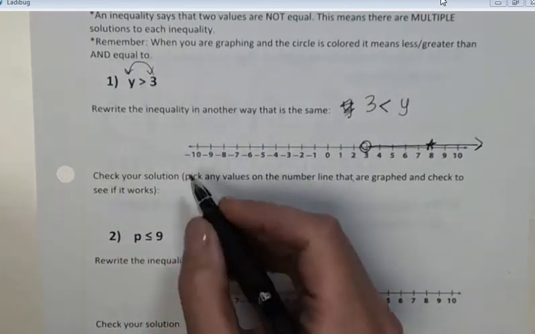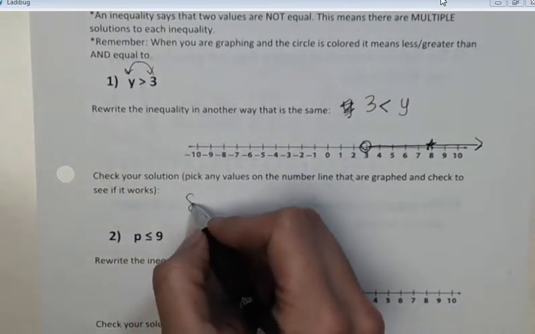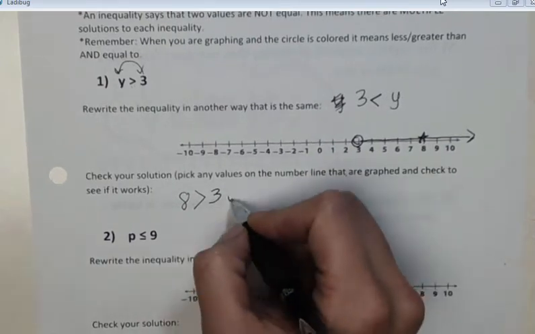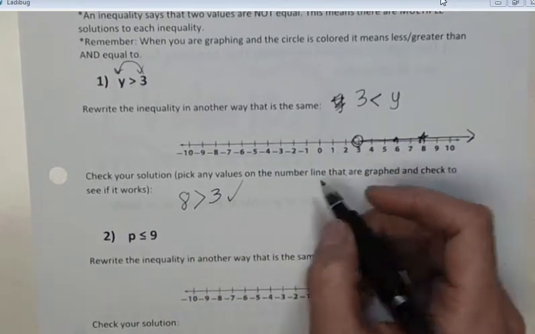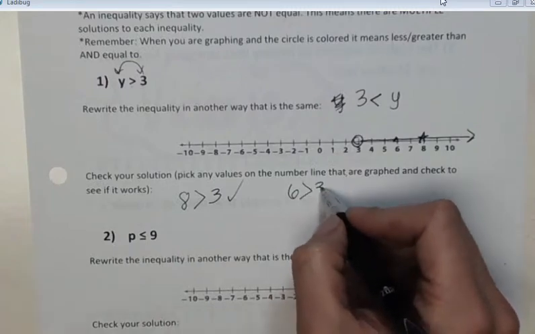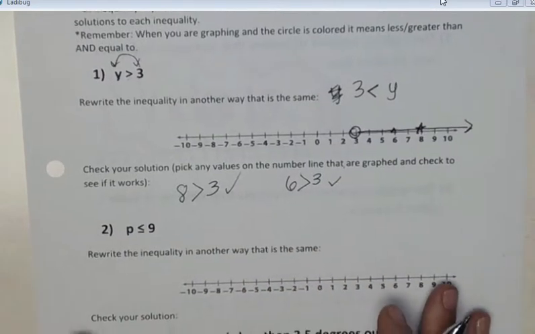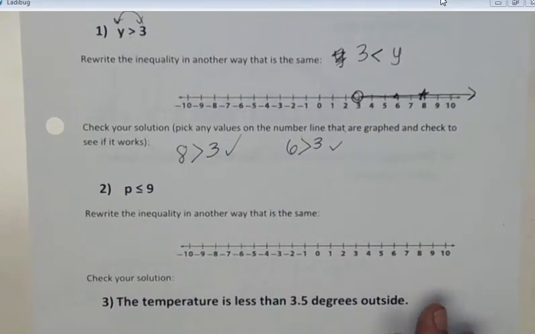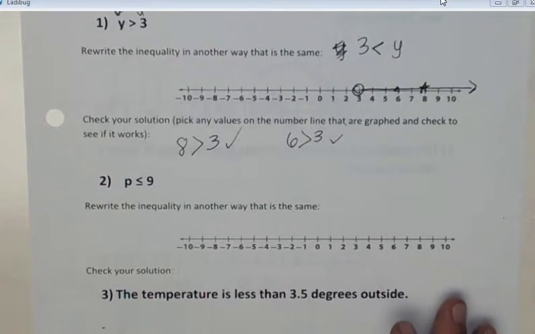So y, we're saying it's going to be 8. 8 is greater than 3. Is that true? Yes. Okay, try another one. Let's pick a 6. Is 6 greater than 3? Yes. We are going to stress the importance of checking your work because this can be tricky at times, but if you check your work, you will immediately know whether you've done your graphing right or wrong.